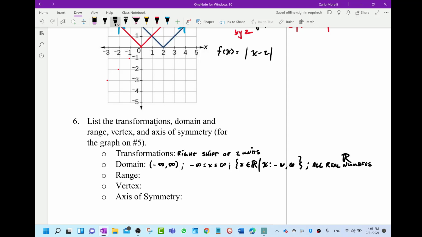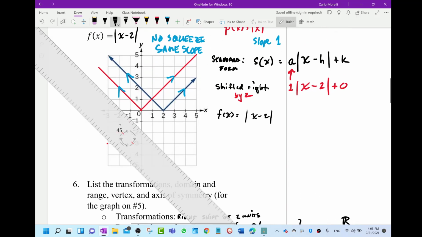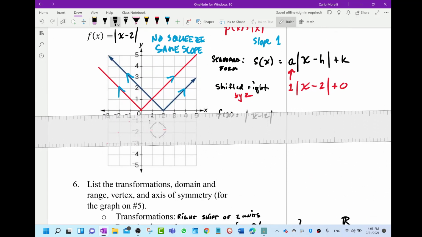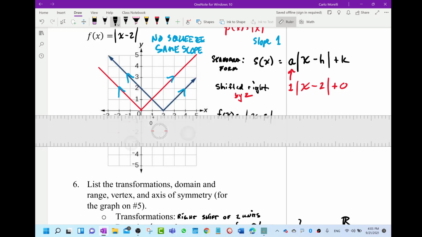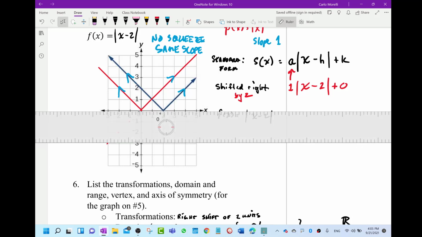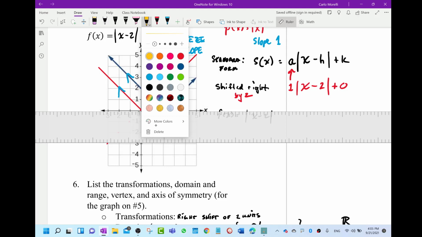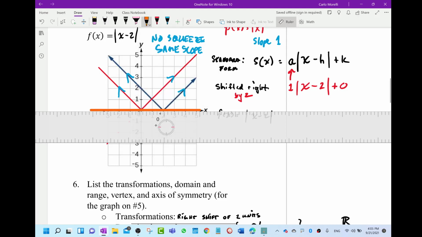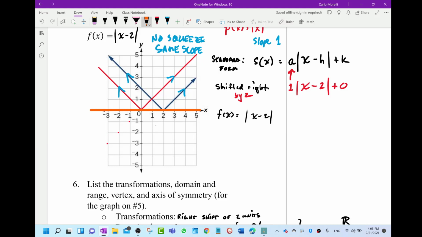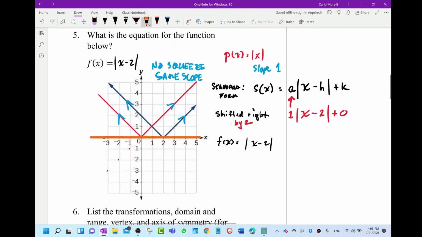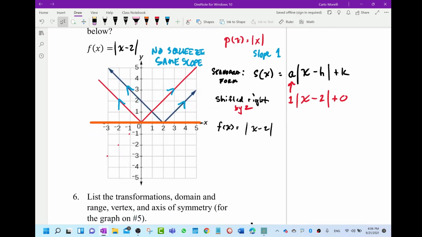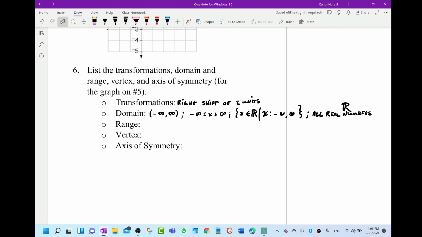What is the range? Well, the range definitely isn't all real numbers because the bottom is right here. This is the bottom of the range. So let's draw that in. It can't go below 0 on the y-axis. But look, it goes up forever and ever. So the range is 0 to infinity.